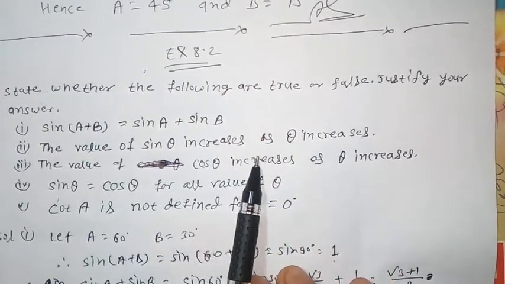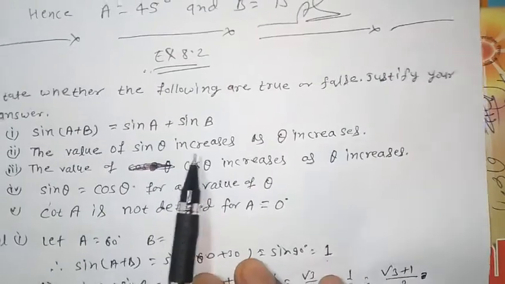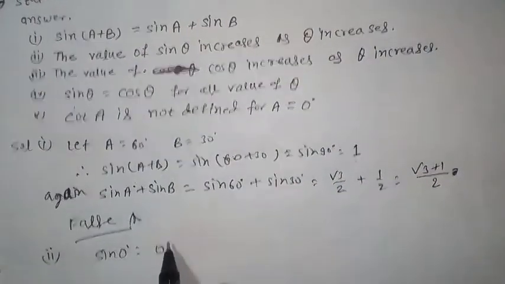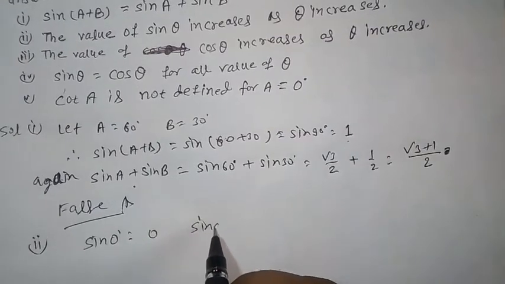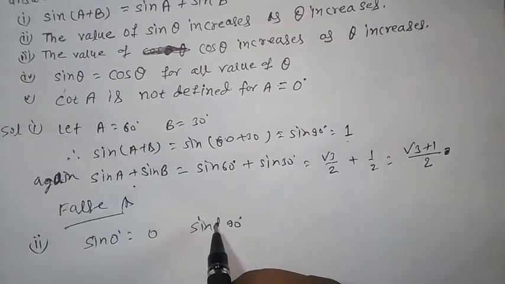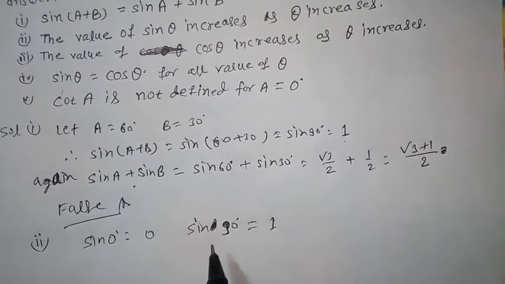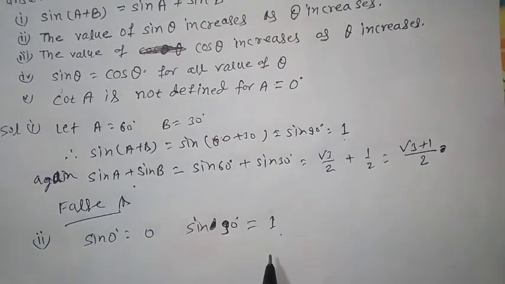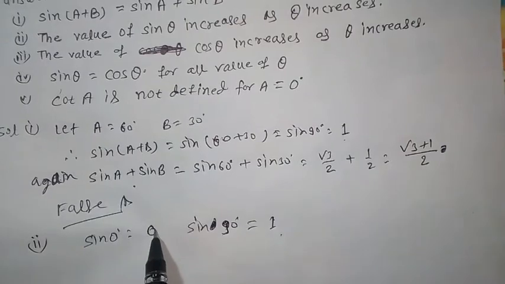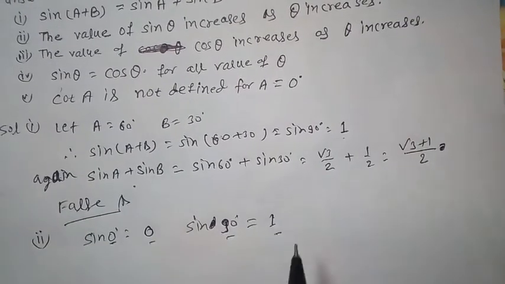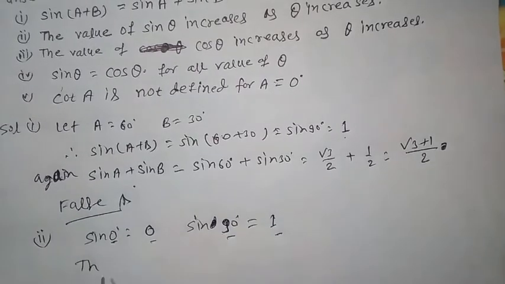Next. The value of sin theta increases as theta increases. Now this is a true statement because the value of sin 0 is equal to 0 but sin 90 degree is equal to 1. Now from 0 to 1 this is an increase. When theta is increased then the value is also increased. So this statement is true.